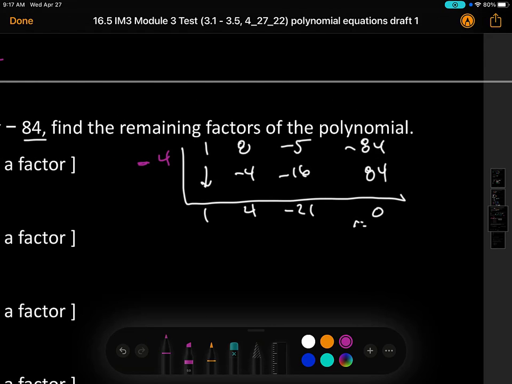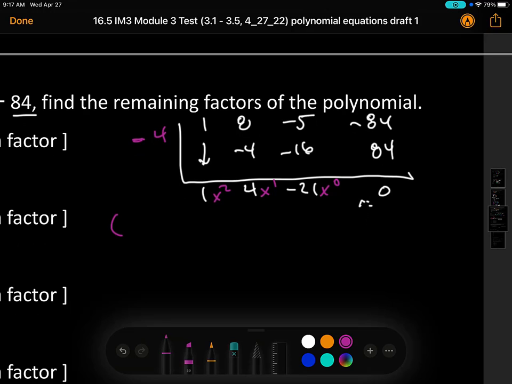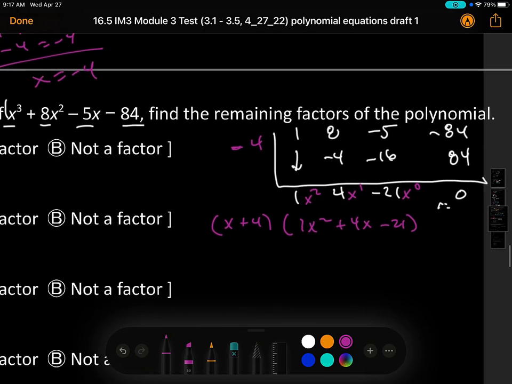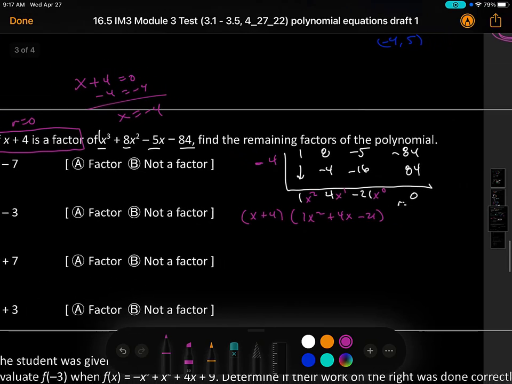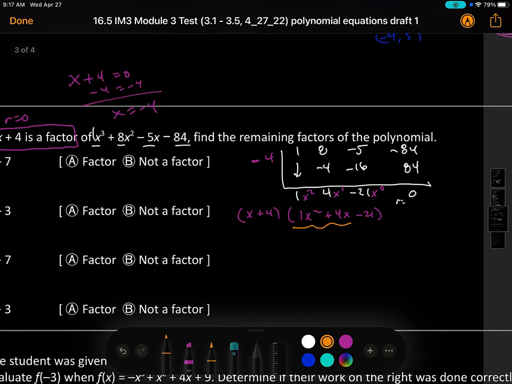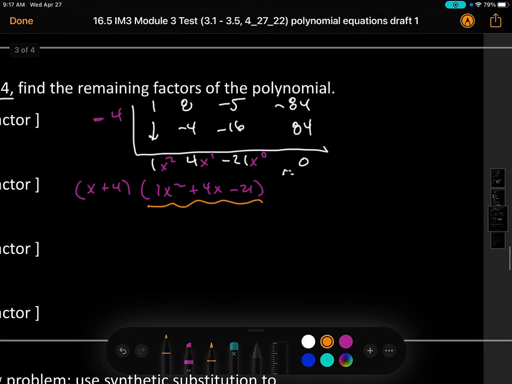And then you can just work your way up. This is x to the 0, x to the first, x squared. So essentially this is x, pay attention, plus 4. And then this is now what I have left. And then the last part is, how do I do this one? I can just factor it.